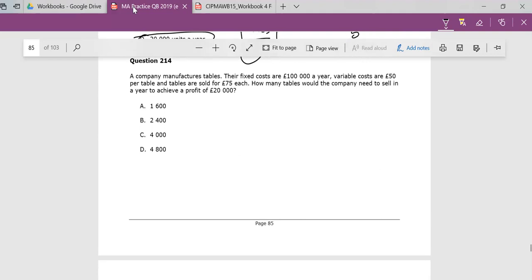Applying exactly the same principles here, we have a selling price of 75, variable costs of 50, and therefore a contribution of 25. Your fixed costs are currently 100,000. So if we want to break even first, let's just break even first. That's 100,000 divided by 25, and that's 4,000 units. That's just to break even.